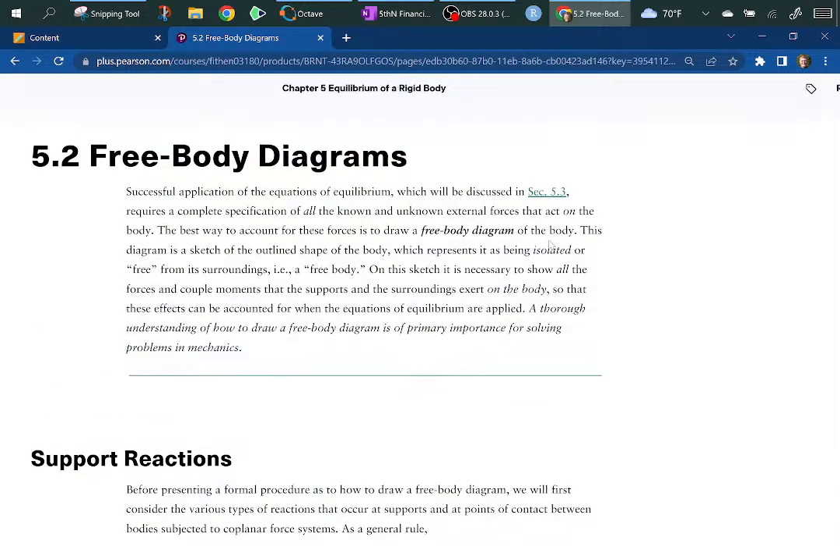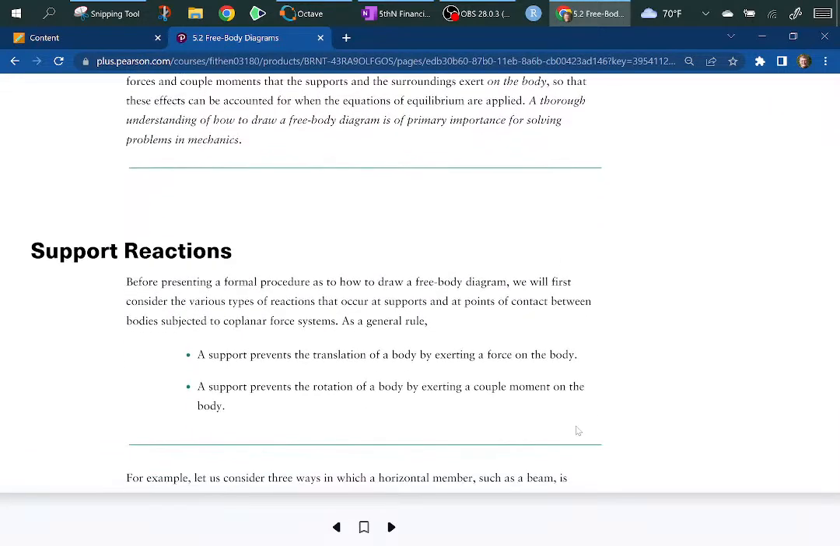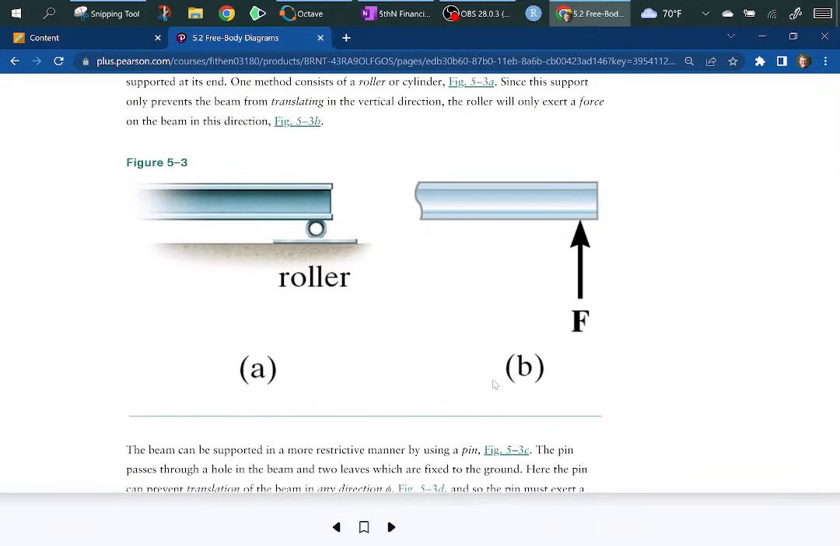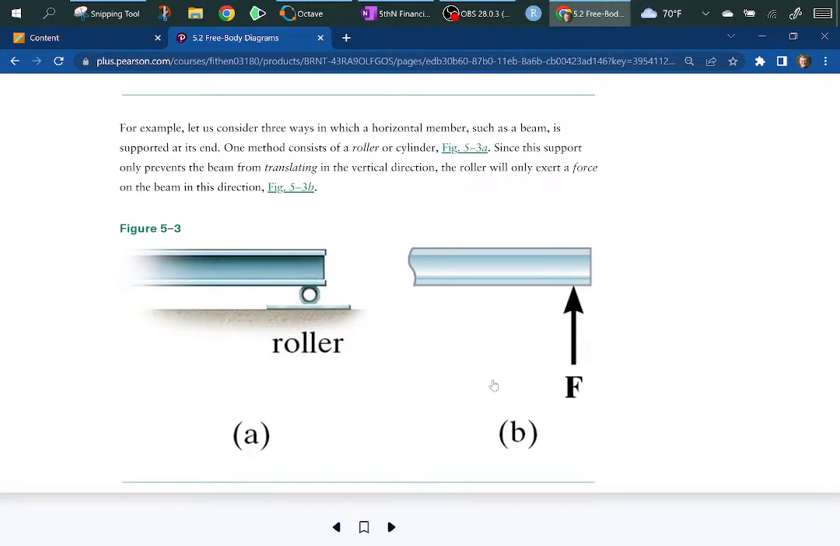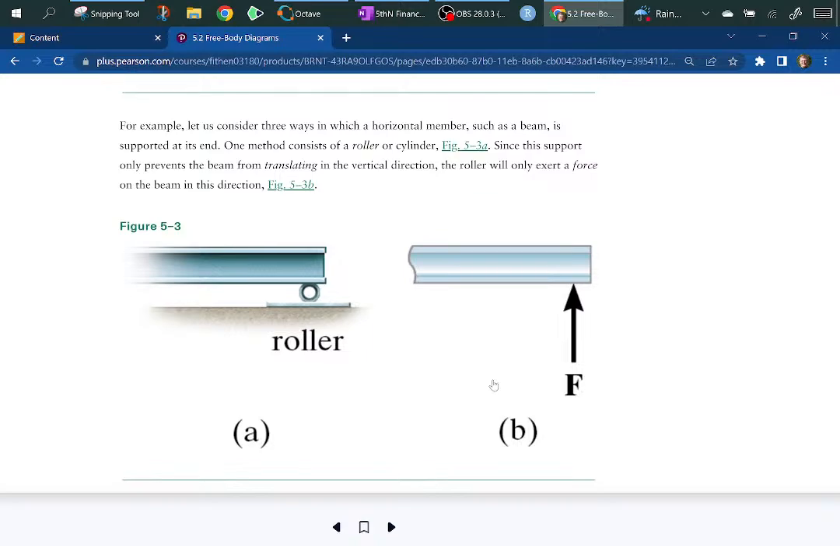All a free body diagram is, is the replacement of a physical support like the roller here. In your mind, you erase it and replace it with the force that the roller would put back on. Hence, the free body diagram concept is freeing the body of its supports and then figuring out what those supports are.